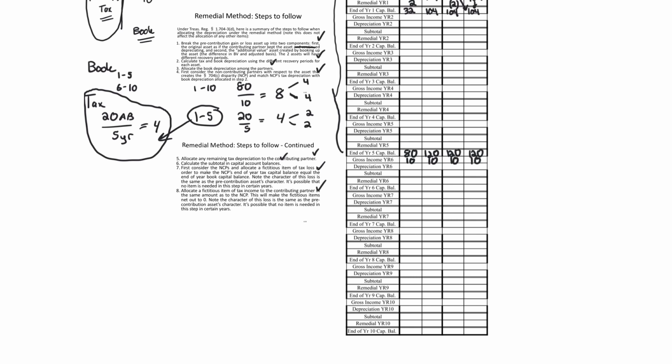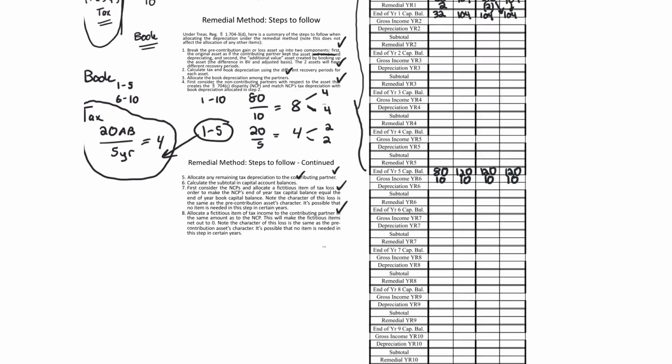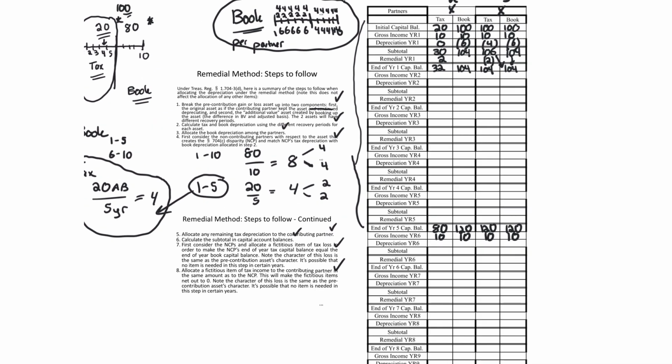Now we go depreciation. So we go through the same steps. Remember, our book depreciation is $4 each in years 6 through 10. It's not 6. So following our steps, we're going to allocate the book depreciation to the partners. It's minus 4, minus 4. Then the next step is to give the non-contributing partner tax depreciation.